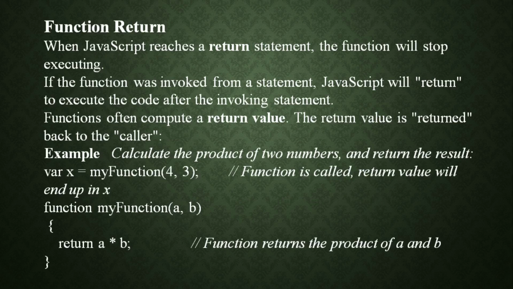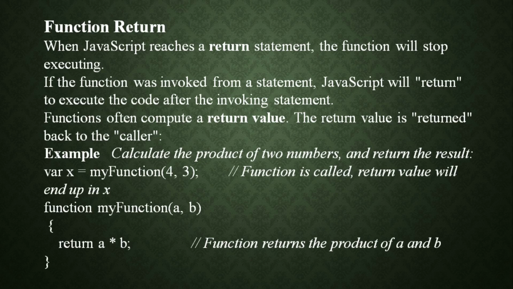Function return. When JavaScript reaches a return statement, the function will stop executing. Control will go back to the statement after the function call. If the function was invoked from a statement, JavaScript will return to execute the code after invoking that statement.